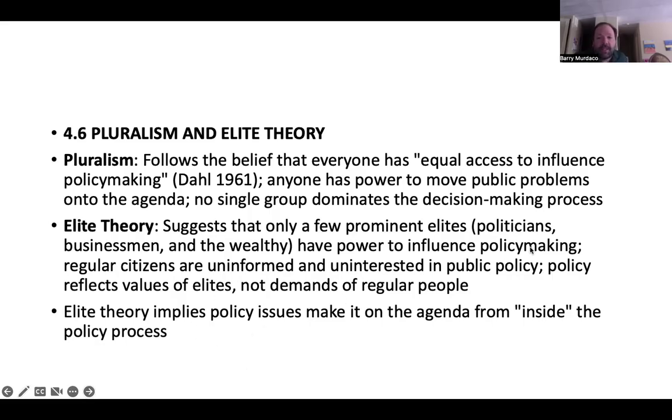Elite theory suggests that only a few prominent elites, politicians, businessmen, and the wealthy have the power to influence policymaking. Now, this sounds a little more realistic. Regular citizens are uninformed and uninterested in public policy. Policy reflects values of elites, not demands of regular people. So the policy reflects the values of elites, who themselves are made up of different groups. So this view can be sort of combined with pluralism.